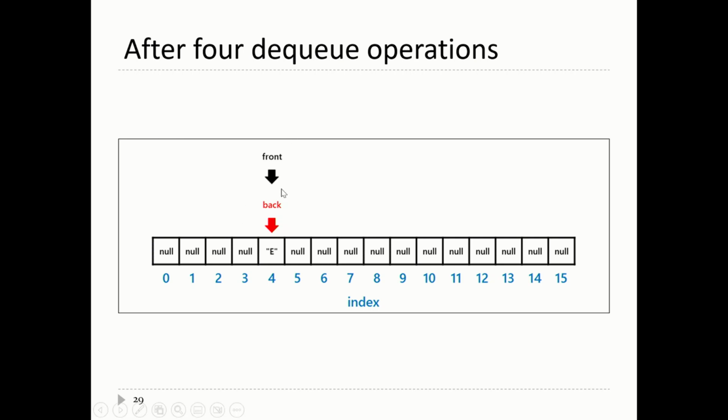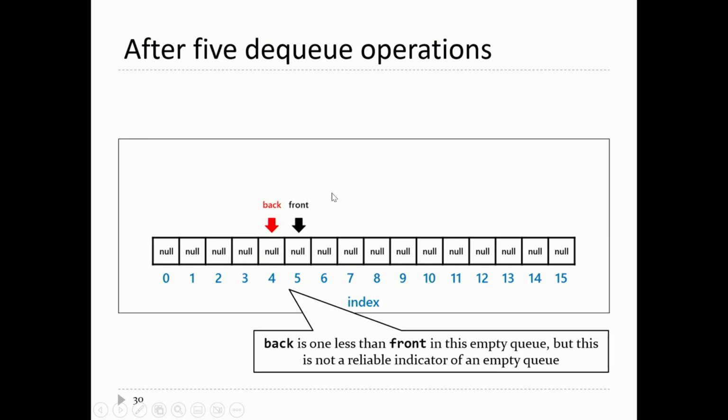When front and back both point at the same element, it looks like there's only one element in the queue. To dequeue the queue, the E is going to come out. Front's going to move one position to the right. And again. So just like when we had a brand new queue, back is now in front of front. So back is less than front now. And you might think that this is a reliable way to test if the queue is empty, but it turns out it's not. Back can be less than front, and the queue is not necessarily empty.